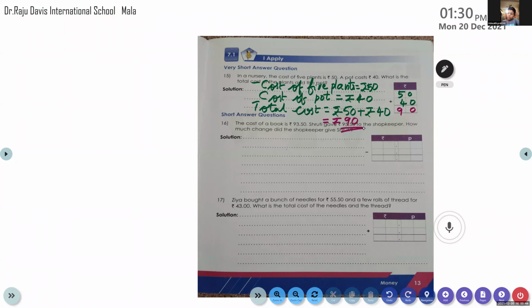See, nursery means a place where young plants and trees are grown for sale. We will get flowering plants, small plants, some trees. Ma'am, I completed the 18th question. 18 also completed. Very good, Adit. Then we can move to the practice questions if you have time.